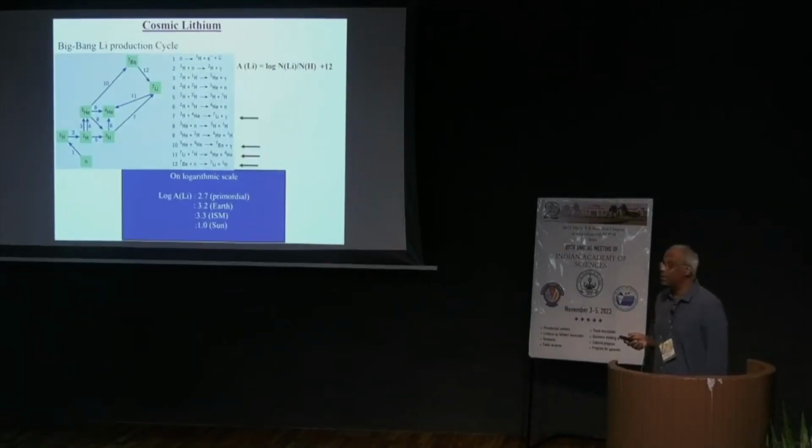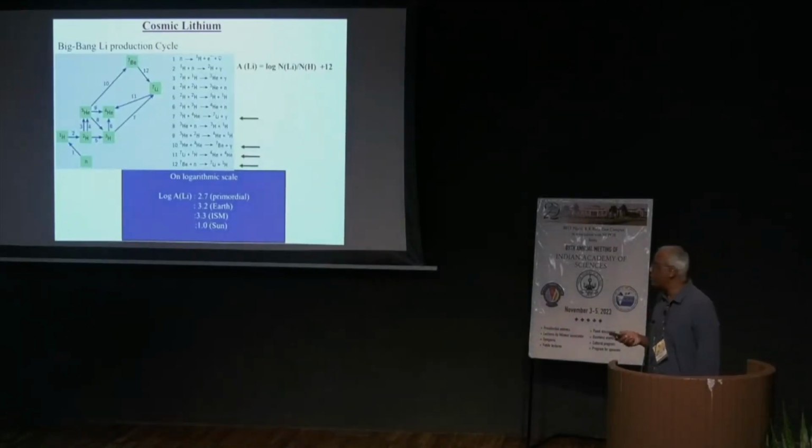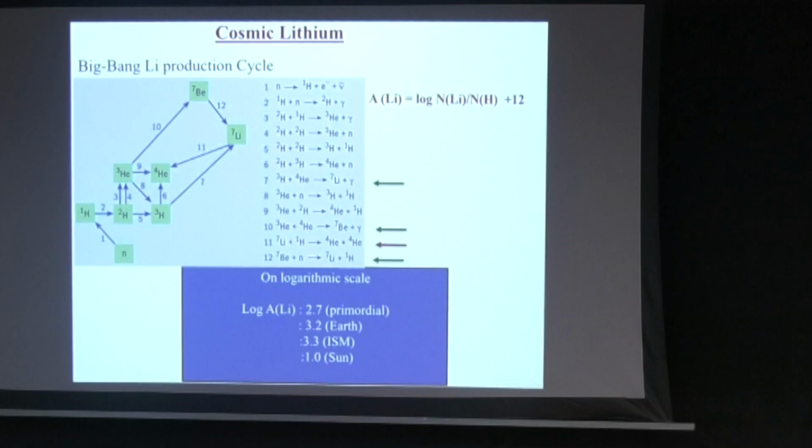So as you know, lithium, along with hydrogen and helium, has a primordial origin, and the basic reaction, as you know, is beryllium plus neutron, which gives 7Li. This is in the Big Bang nucleosynthesis. These are the 12 reactions which define that.